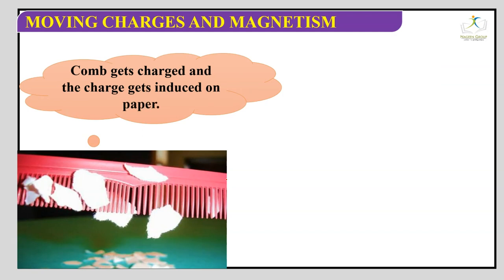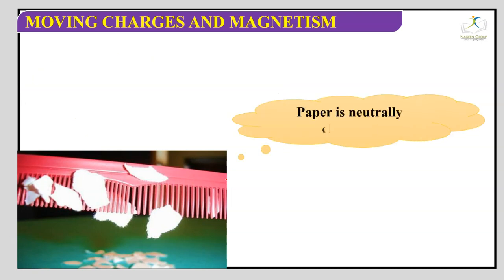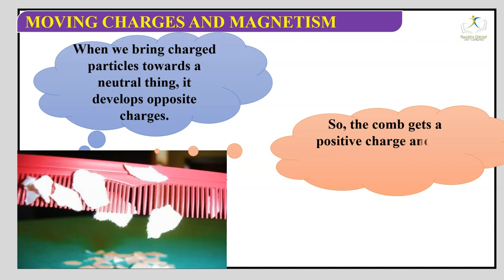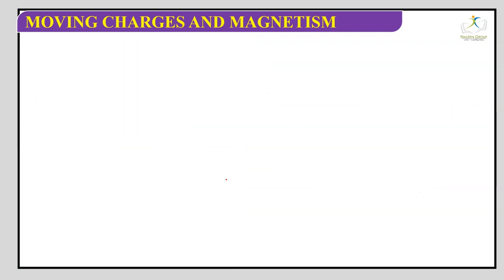The comb gets charged, and charge gets induced on the paper. Paper is neutral. So when we bring a charged particle towards a neutral thing, it develops opposite charges. So the comb gets a positive charge and the bits of paper get negative charges.